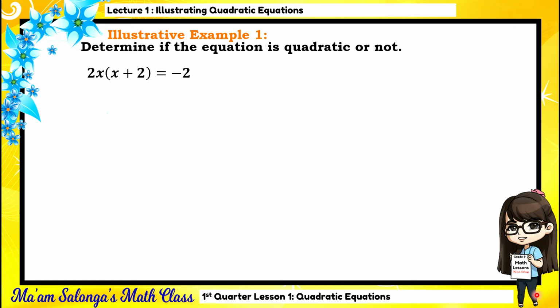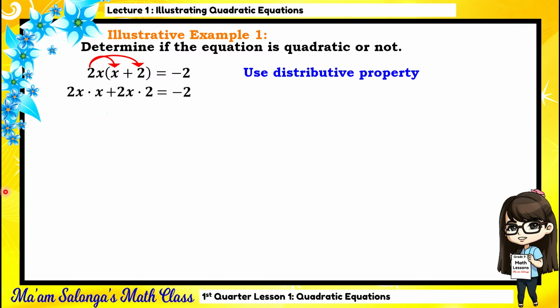The first thing we need to do is to set up it in standard form, and we need to use properties of equality. So by using distributive property, we multiply 2x by x and 2x by 2. And then just bring down equals negative 2. 2x times x is 2x squared plus 2x times 2 is 4x equals to negative 2.